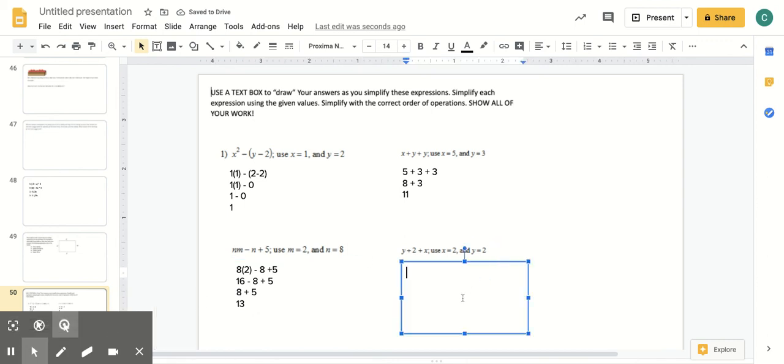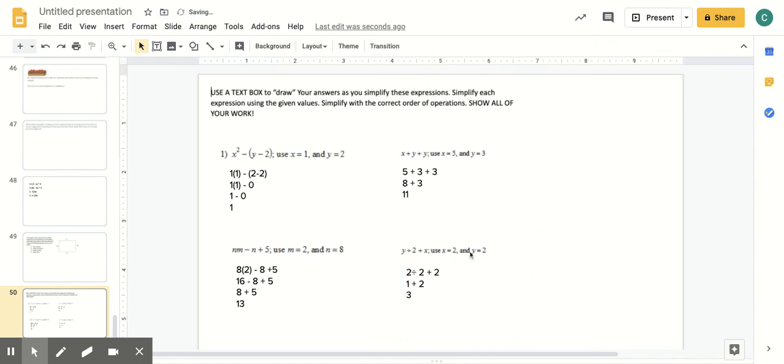Here's my last expression. Again, the first thing I need to do is substitute the values for the variables. y is 2, divided by 2 plus 2. Division is more powerful than addition. So first I need to divide 2 divided by 2, which is 1. Bring everything else down, and then I add. So the value of this expression is 3 wholes.